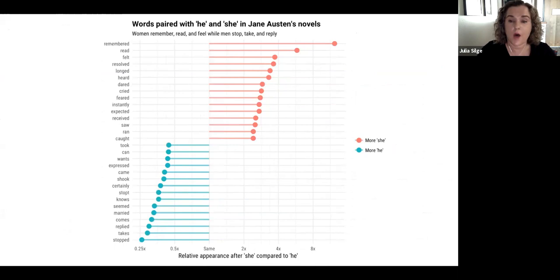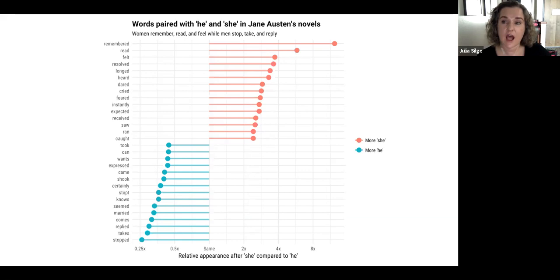Bigrams also can help us look for differences. So if we go back to Jane Austen, what we have here is all the bigrams that begin with he and she. If you find all the bigrams that begin with he and she, you then look at what is the next word, and then what are the differences? So this looks at the log odds and what has a higher likelihood of coming after she, and what has a higher likelihood of coming after he.